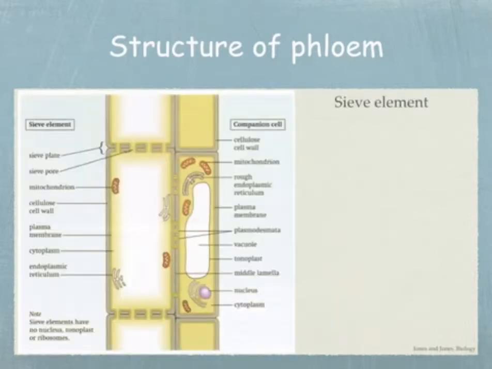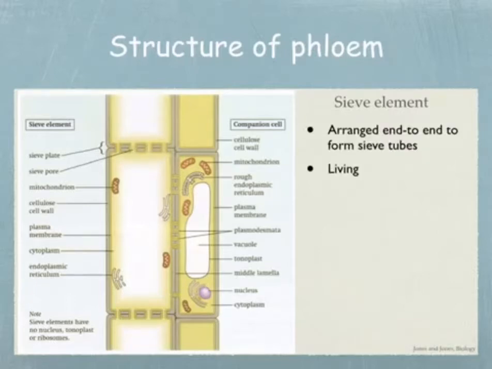So take a moment to have a look at the structure of phloem. Notice the difference between the sieve tube element on the left and the companion cell on the right. Sieve elements are elongated structures that are joined end to end to form long tubes. The cells are living and they retain a thin layer of cytoplasm within their cell surface membrane, and this lies against the cellulose cell wall, so we say that it's peripheral.